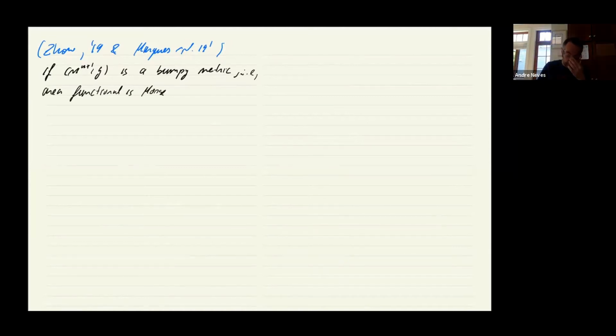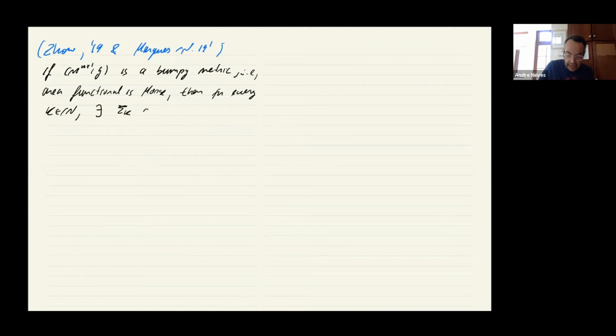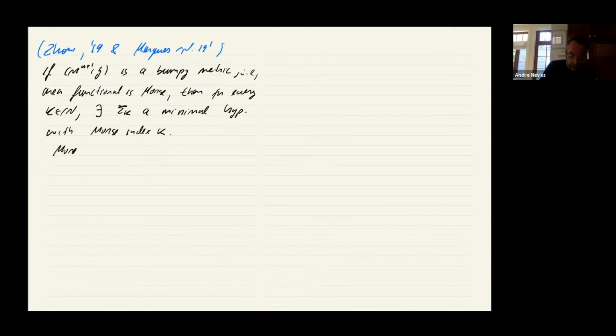Is Morse. Then for every integer k, there is sigma k, a minimal hypersurface, again closed and embedded, a minimal hypersurface with Morse index k.